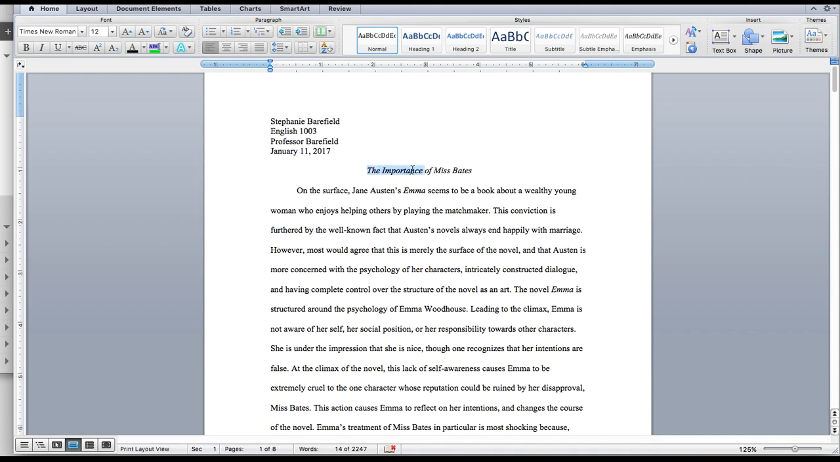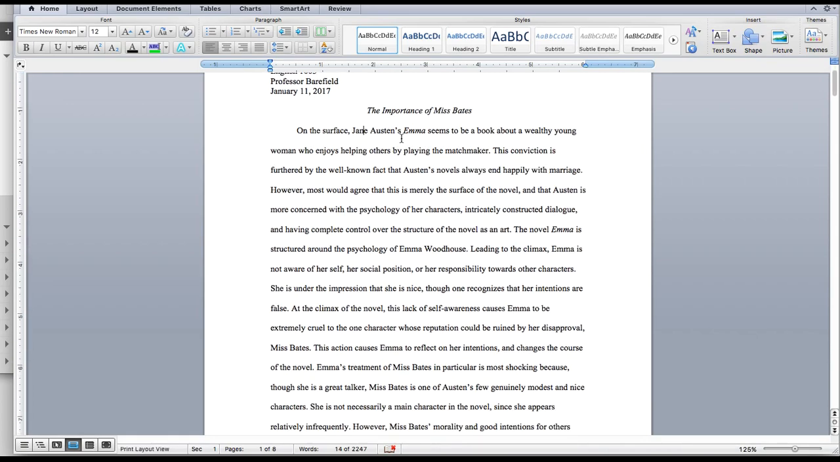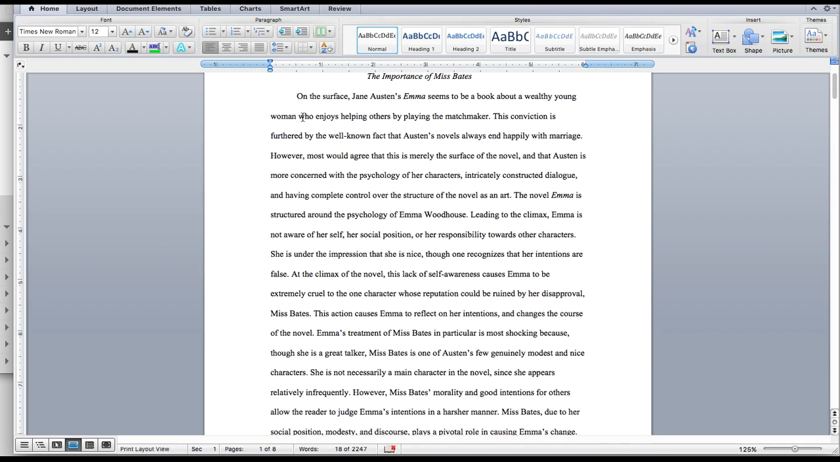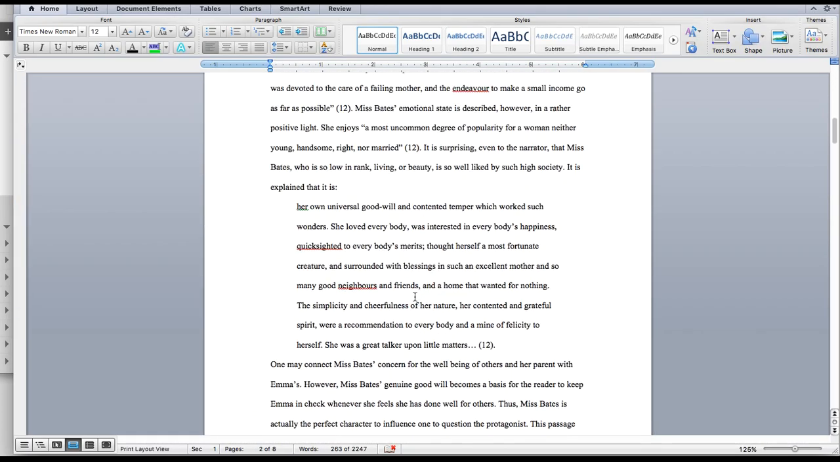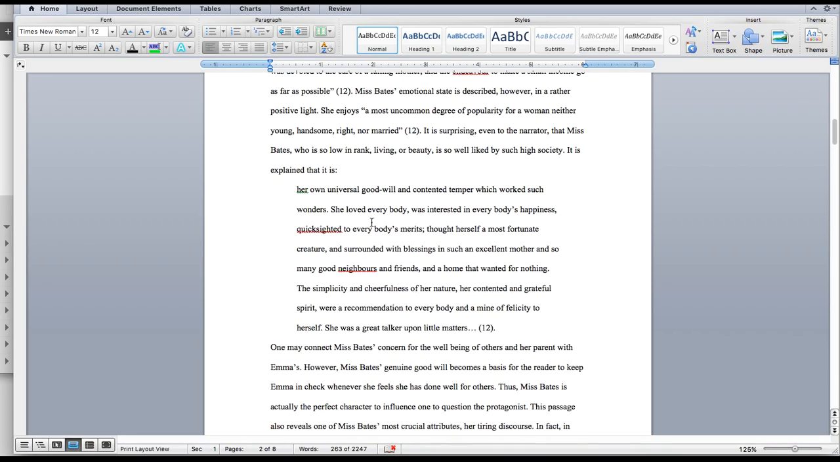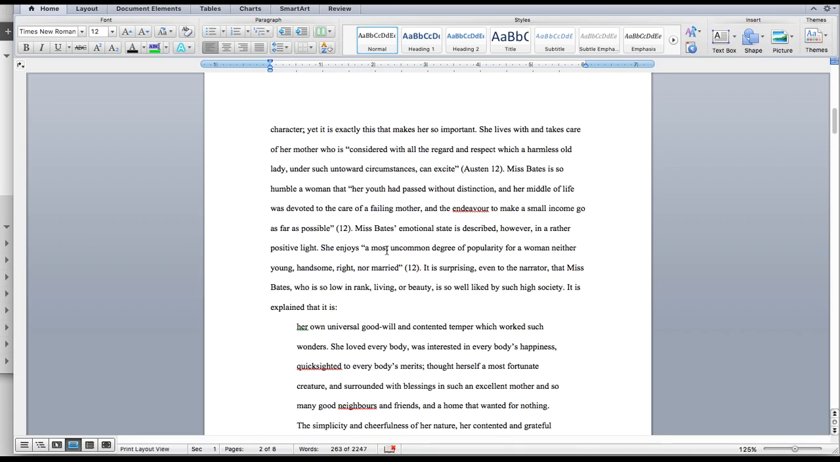It should have a title in italics. It should have a clear introduction, and then I have my clear thesis statement. Miss Bates, due to her social position, modesty, and discourse, plays a pivotal role in causing Emma's change. So obviously, my essay is going to be organized like it is in the thesis. Social position first, modesty second, discourse third. Then I go through, we're going to go over how to do this kind of quotation before the next essay.